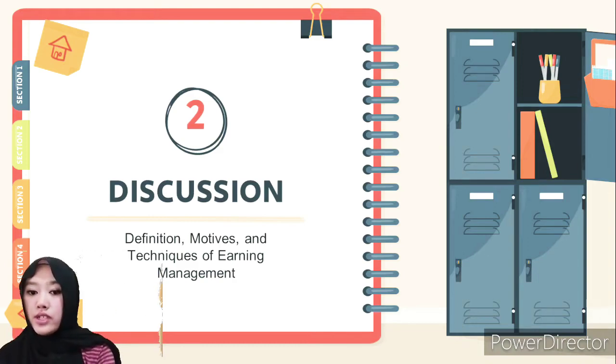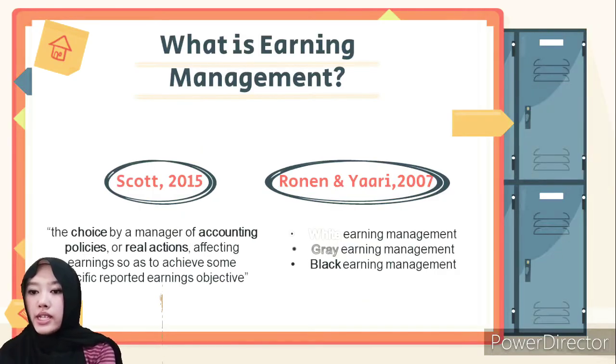Okay, we move to chapter 2, the discussion. The first one is, what is earning management? According to Scott 2015, earning management is the choice by managers of accounting policies or real actions affecting earnings so as to achieve some specific reported earnings objective.